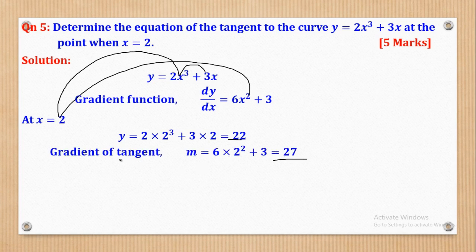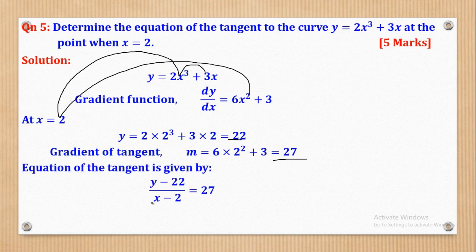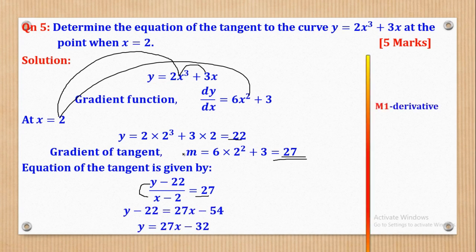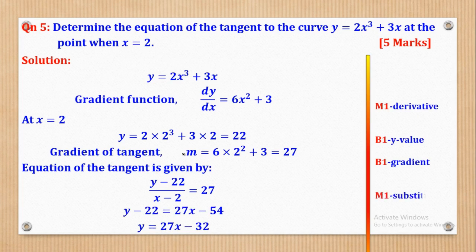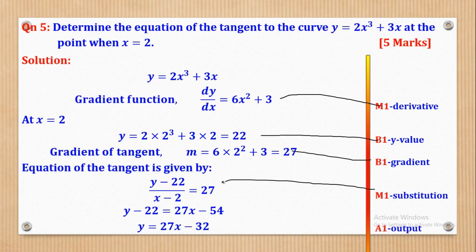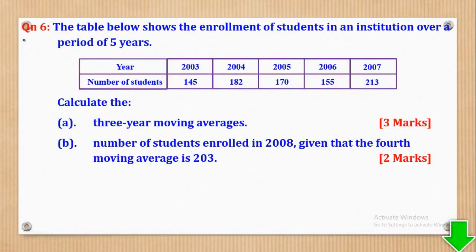So that gradient is the gradient of the tangent. Now that we know the gradient and the coordinate of one point, we can easily get the equation of the tangent from changing y over changing x, equated to the gradient which you have got here. Cross multiply and make y the subject, and that will be the answer they wanted. So M1 for derivative, B1 for the y value, B1 for the gradient, M1 for substitution, A1 for the output. So that was question 5.